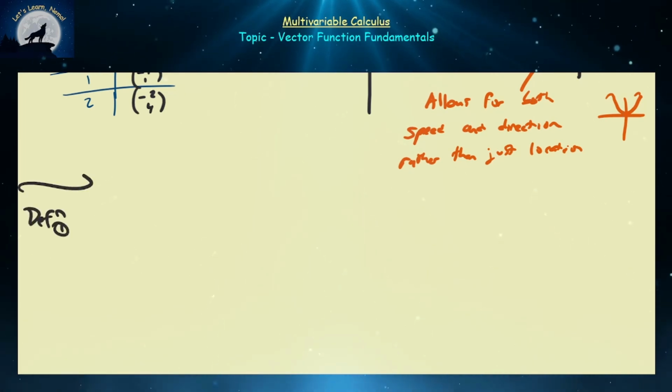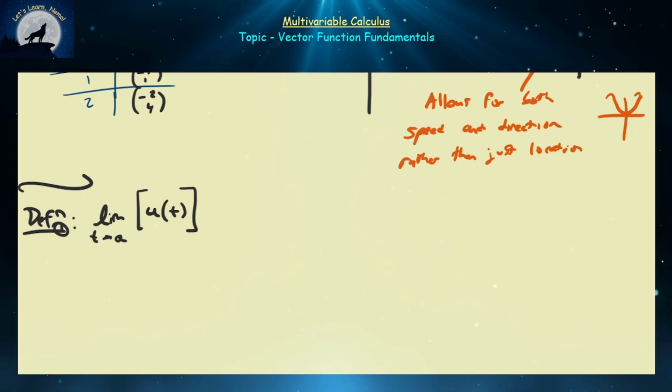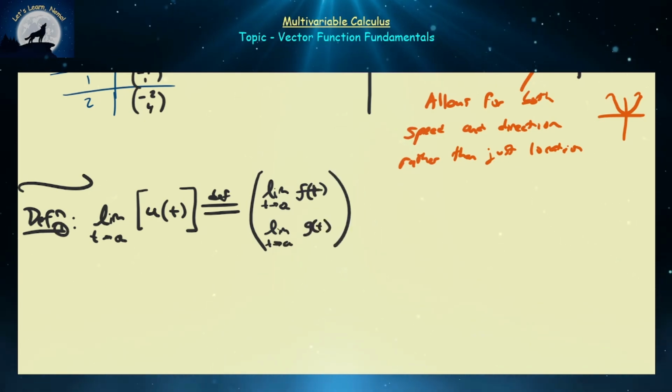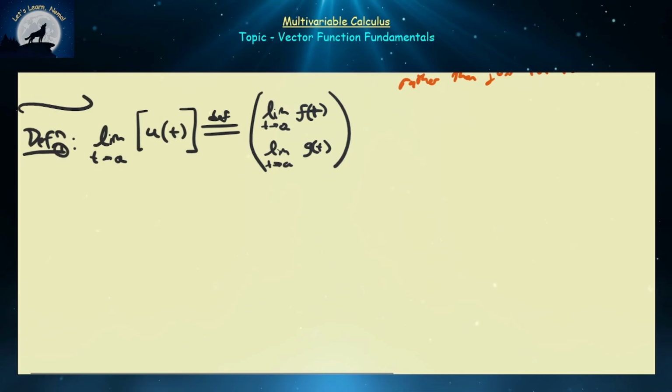All right, so let's start off with the basics. We're going to define the limit as t approaches a of u of t. Keep in mind u of t is a vector function now. This is going to be defined to be equal to, and let's assume this is a two-dimensional output, the limit as t approaches a of f of t, and the limit as t approaches a of g of t. So the limit of a vector function is defined to be equal to the limit of the individual components of that vector. So if we have limits from it, we can build derivatives.